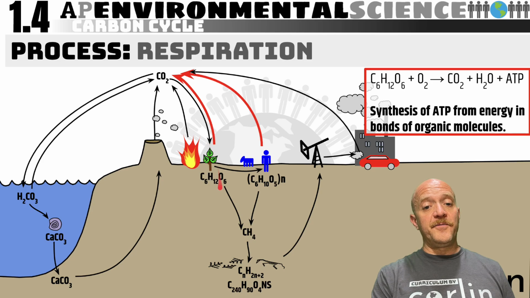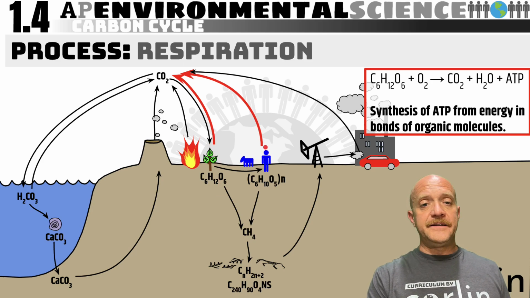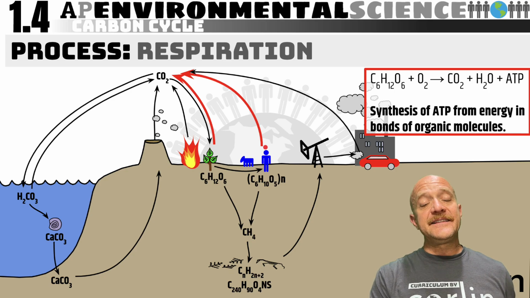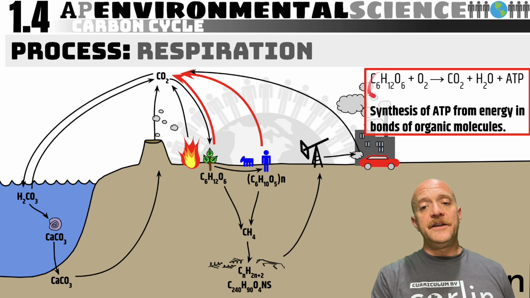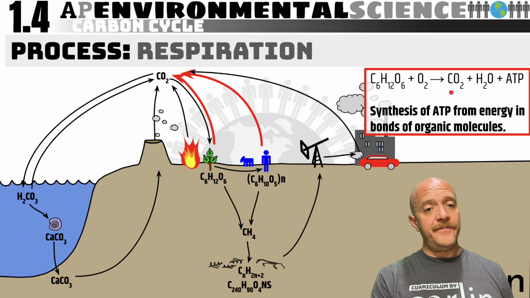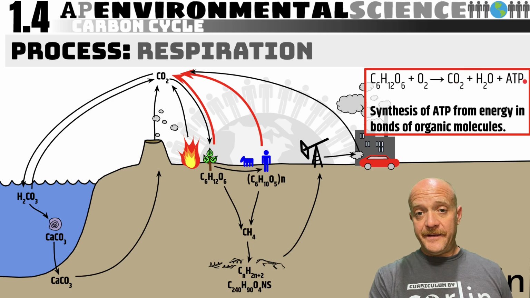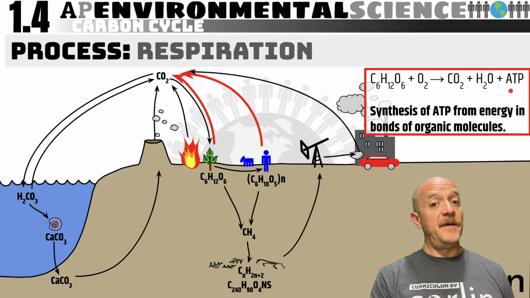Respiration occurs in both plants and consumers, animals, also bacteria, decomposers. It is the synthesis of ATP from the energy that is stored in the bonds of organic molecules. In this case, you're taking glucose, converting it to carbon dioxide, and then releasing ATP. You need to have this formula memorized.